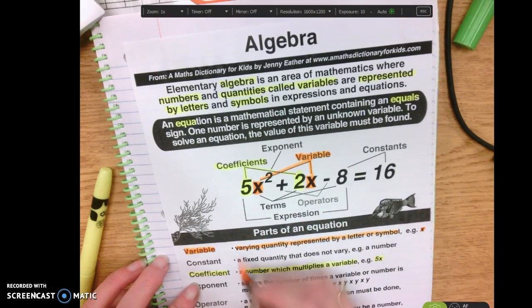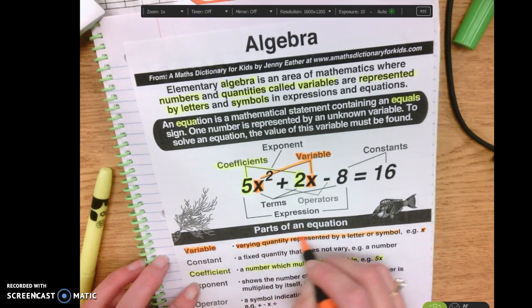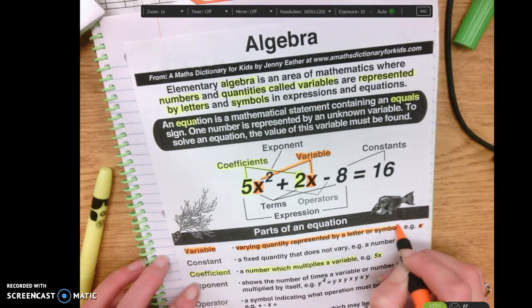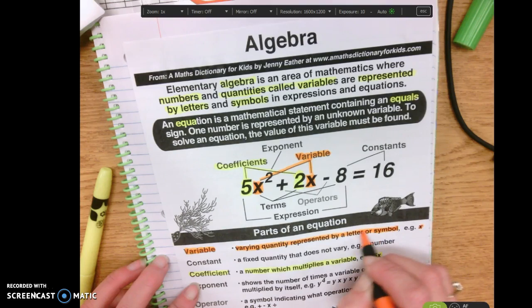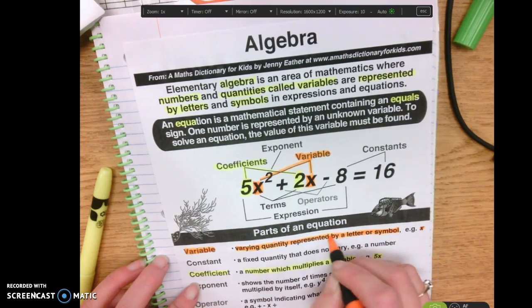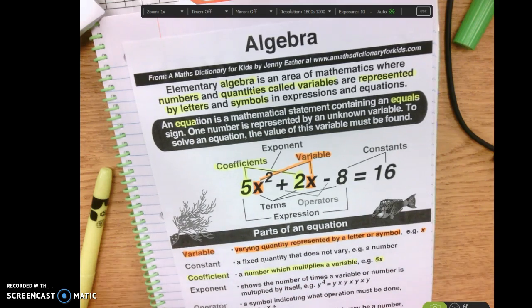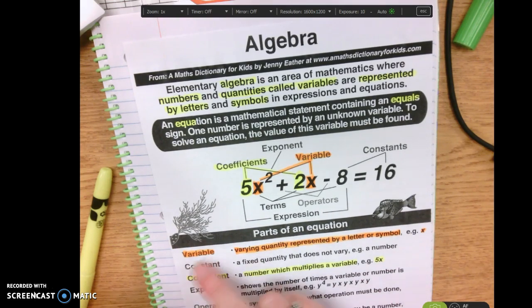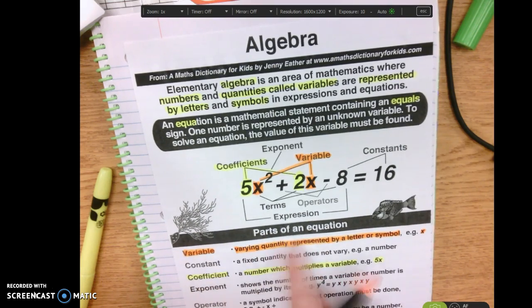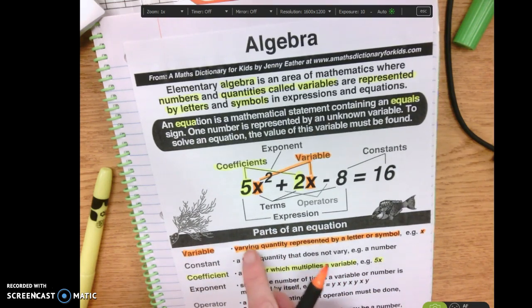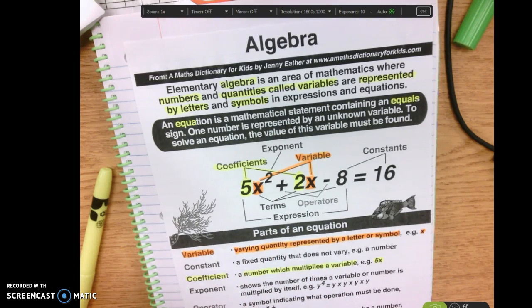For example, x. Like we talked about in class with our formulas, we set up formulas with variables because it can change depending on each situation you're in. If you're finding the area of a rectangle, every rectangle's length and width can be different. So we just use L and W to show that it's a varying quantity. It can change with each rectangle.